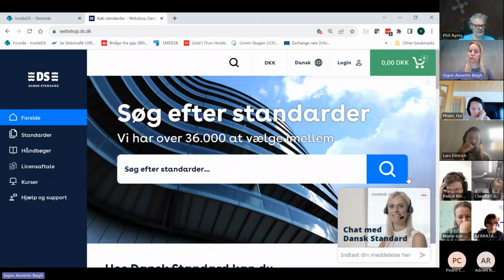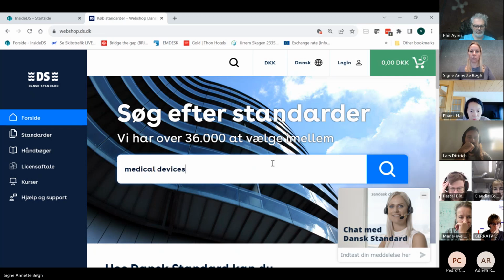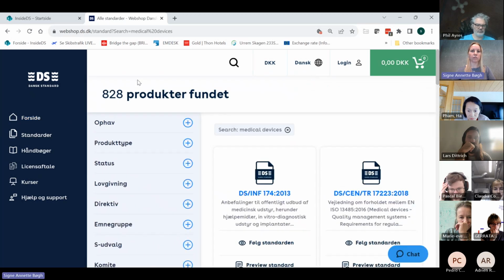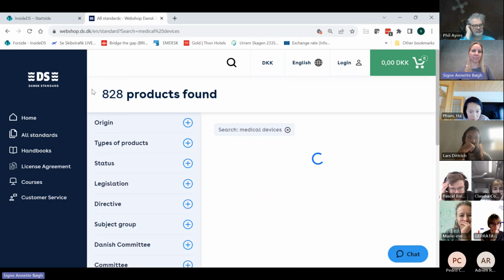So you should now be able to see the website of Danish Standards, where we can do some different searches. So this is just to give you an example of how you can optimize your search to make sure you find the right standard. So I'm first just going to say, I would like to find a standard for medical devices. So I'm just going to type this and do a search. Here you will see I have 828 products. I'll just change the language, sorry. There we go, English better.